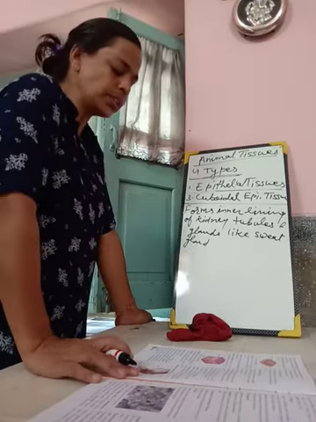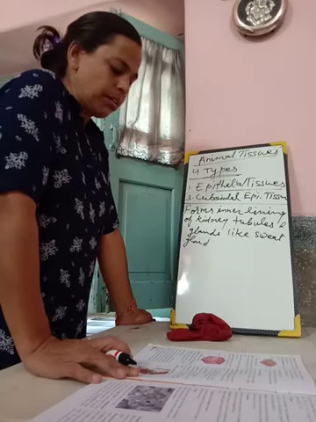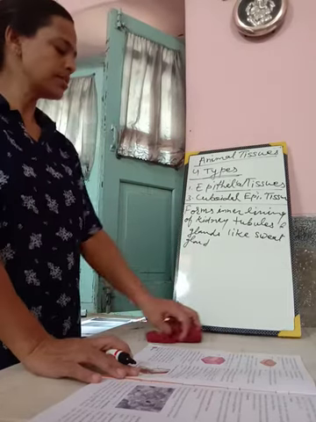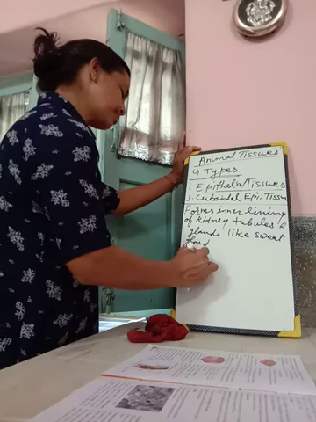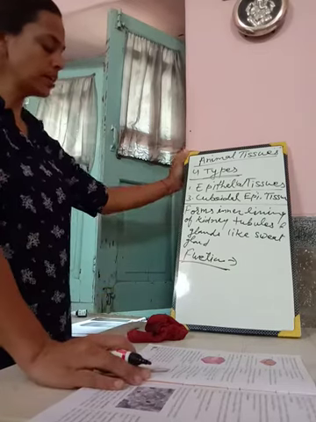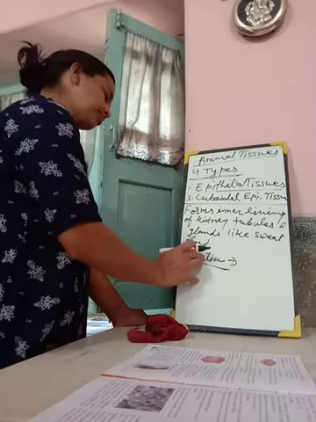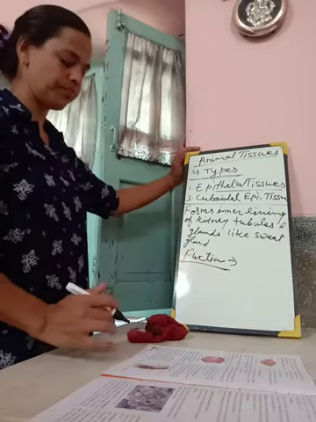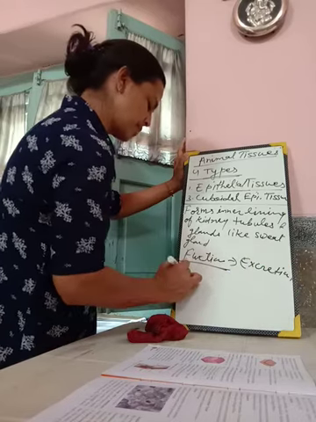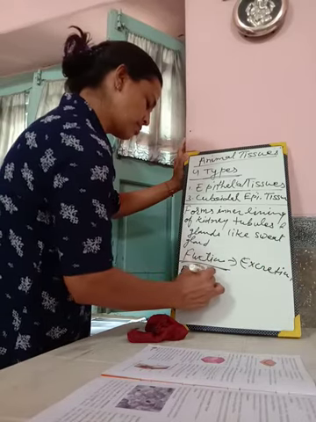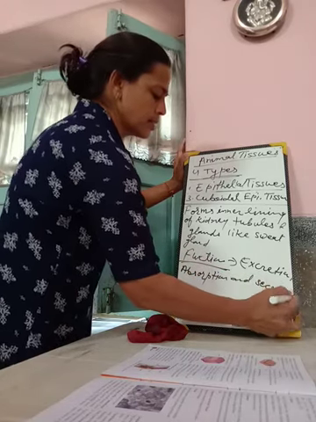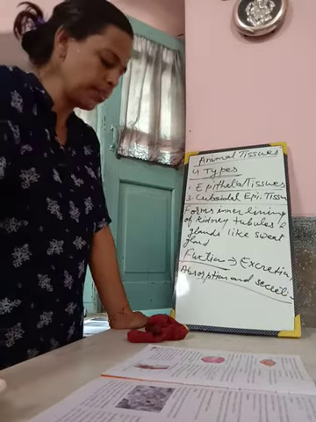The function of this tissue is it helps in excretion, absorption and secretion. What is the function? Absorption in kidney tubules, because it absorbs salt and minerals from the waste product. Excretion, absorption and secretion. These are the functions of this cuboidal epithelium tissue.